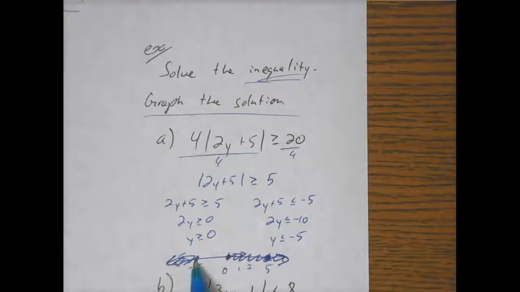So it says y is less than or equal to negative 5, and y is greater than or equal to 0. All the numbers greater than 0.